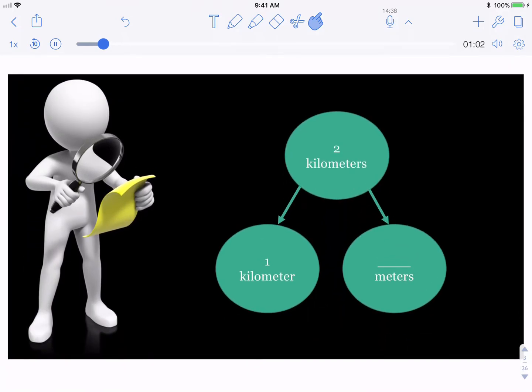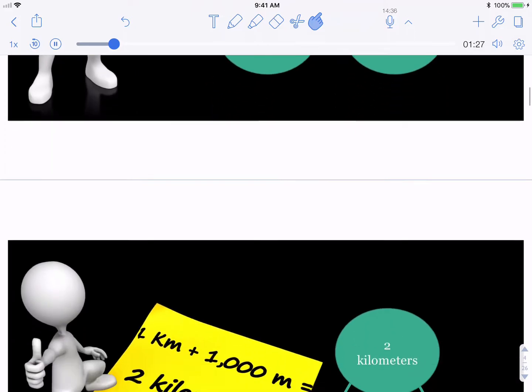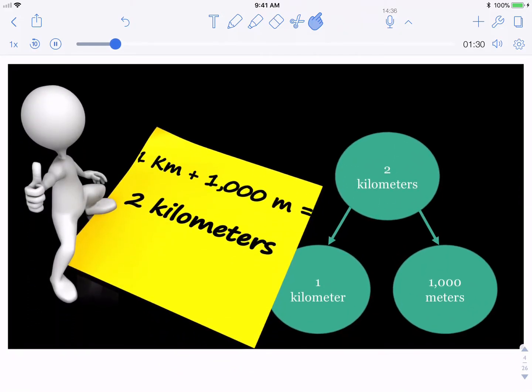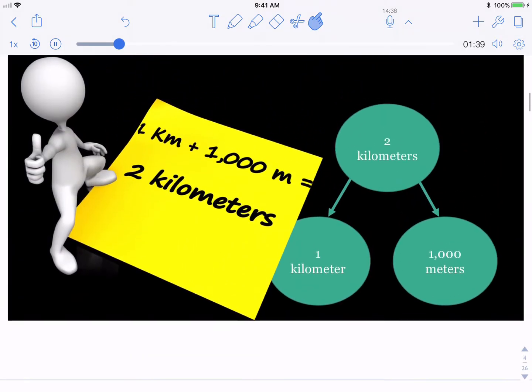So I have 2 kilometers. I pull 1 kilometer out, and I want to say how many meters I have left. How many meters are in 1 kilometer? Go ahead, solve it, and then move on when you're ready. So, there's 1,000 meters in 1 kilometer. So 1 kilometer plus 1,000 meters equals 2 kilometers, because 1,000 meters is the same as 1 kilometer.